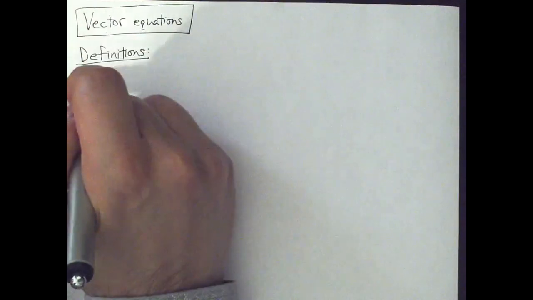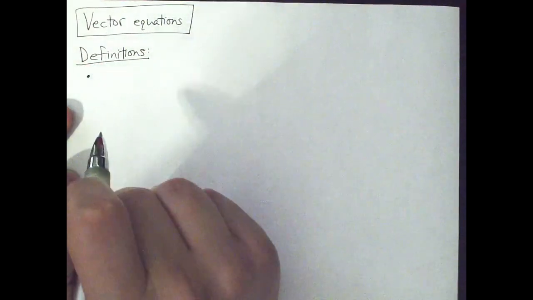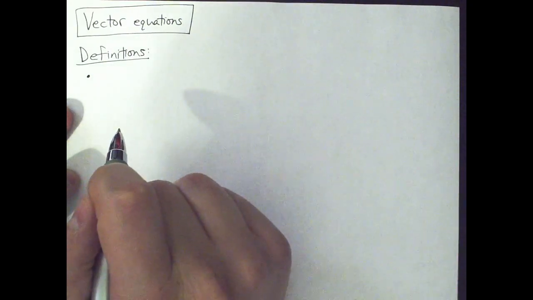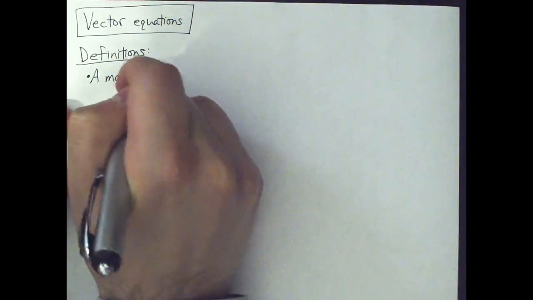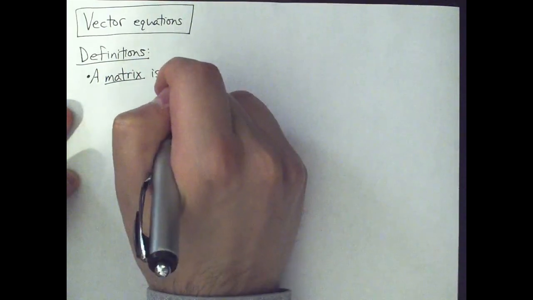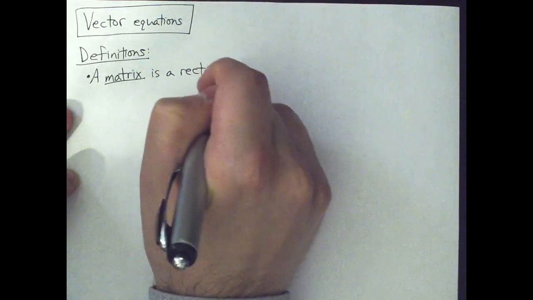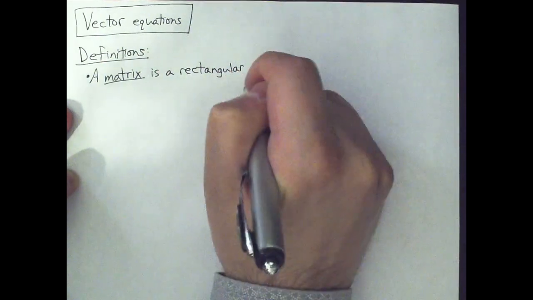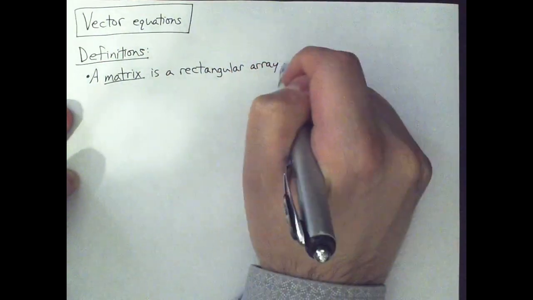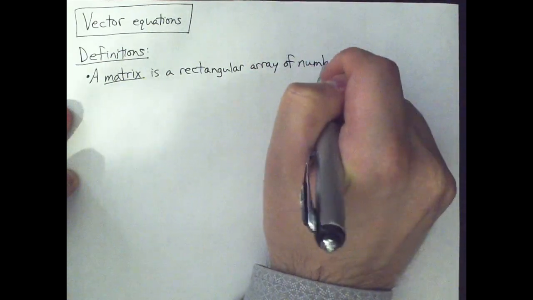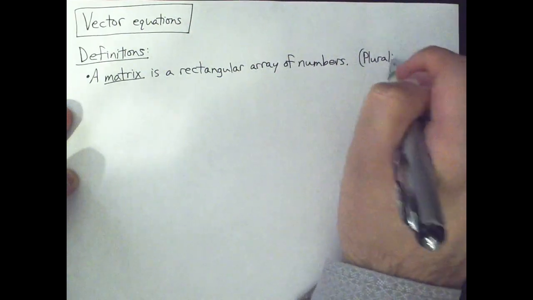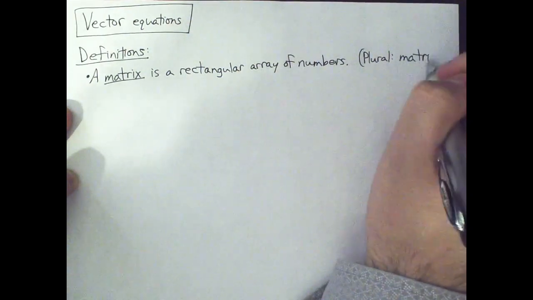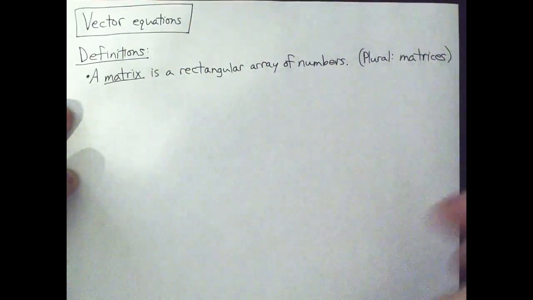So the first definition that I want to give is something that I think I may have mentioned in a kind of side note in the first video, and that is a definition for the word matrix. We are just going to say that it is a rectangular array of numbers. And I'll tell you that the plural form, when you have more than one of these things, is matrices.